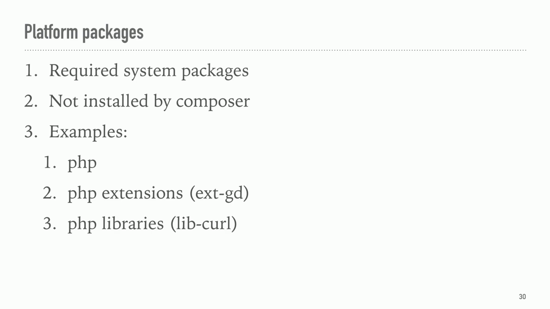Also, you can specify which packages you need from the platform. For example, you could say, my library requires PHP version 7. Composer is not going to install these kinds of packages. It's just for your library to avoid having a runtime issue.